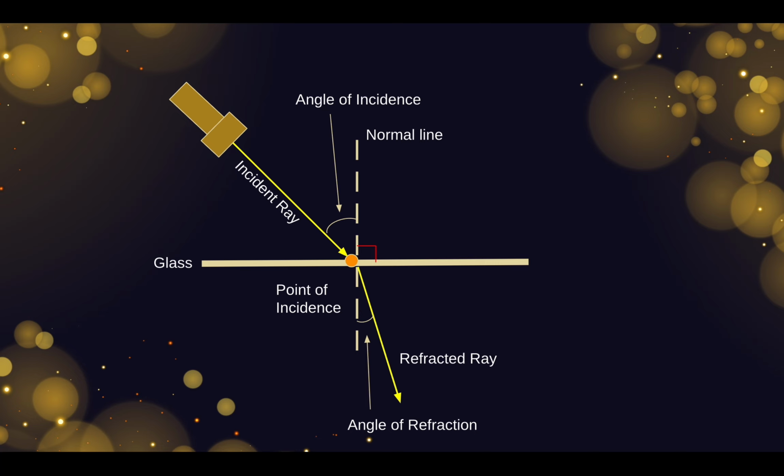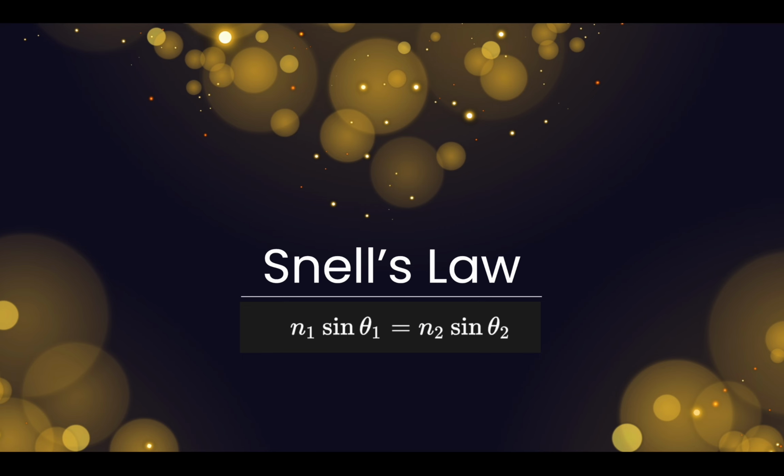Now this is cool and all, but how do we actually solve for the angle of incidence and the angle of refraction? Well, in 1621, Willibrord Snell developed this equation named Snell's law. It helps us calculate the angles we mentioned earlier. The equation is as follows: n1 times sine of theta 1 equals n2 times sine of theta 2.